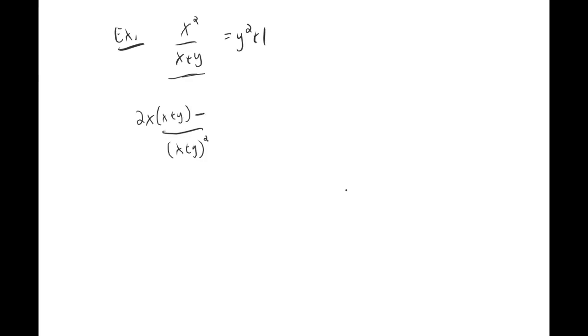I take the derivative of x plus y. So what's the derivative of x plus y? Well, the derivative of x is 1, the derivative of y is y prime. And then I multiply by x squared. Yeah. And this is the same as before, right? 2y y prime. And then the derivative of 1 is 0.